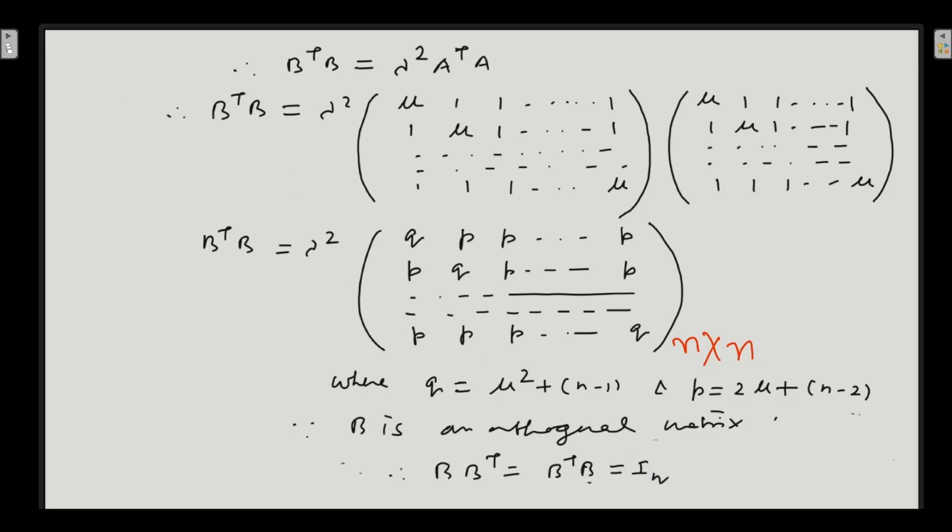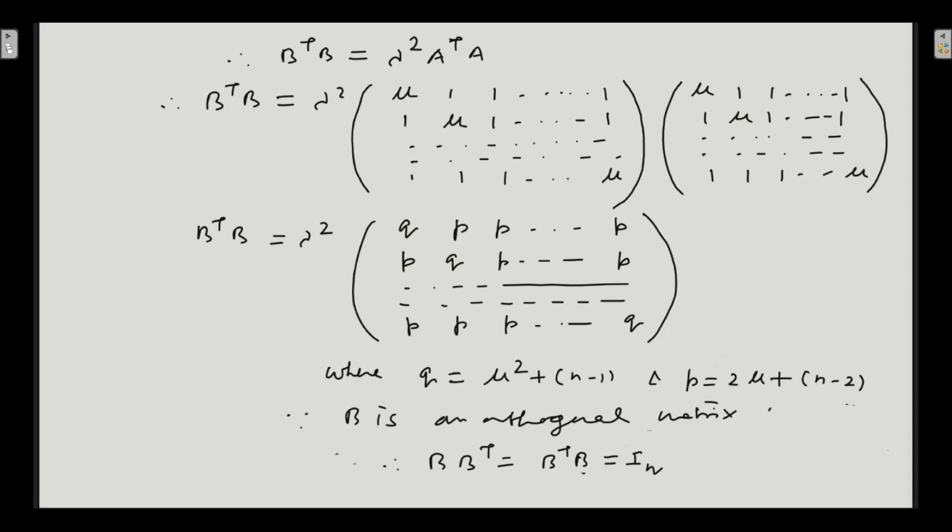Now some students might find it difficult to find the individual elements, but what I am telling you to do is that this first row, just multiply it with the first column and have a look at what the result will be. So mu multiplied by mu will be mu square. Then 1 multiplied by 1, then mu square plus 1 will happen. Then 1 multiplied by 1 over here, which is not visible. So in this manner, in the place of q, mu square will come, and these are n minus 1.